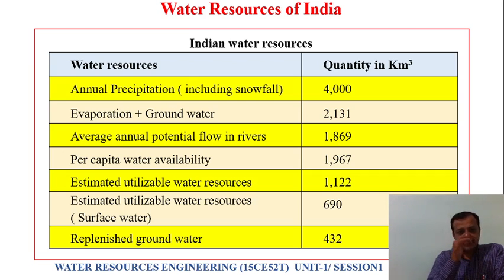Now this is the water resource of India. If you take Indian water resources, the annual precipitation, including snowfall, is 4,000 kilometer cube. Out of this, evaporation plus groundwater is 2,131, and the average annual potential flow into rivers is 1,869. Per capita water availability is 1967 meter cube, estimated water resources is 1122, estimated utilizable water resources is 690 kilometer cube, and replenishable groundwater is 432 kilometer cube.